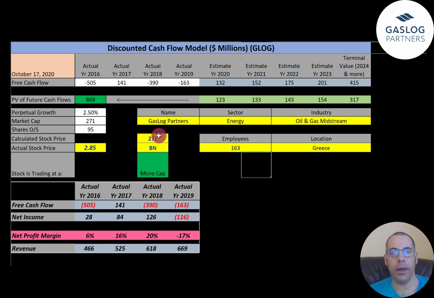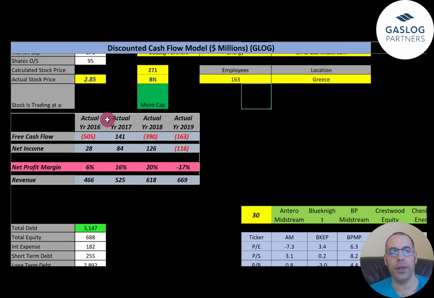This is a really small company, a $271 million market cap. It's a micro-cap company, trading at $2.85, and they have 95 million shares outstanding. To calculate shares outstanding, market cap divided by stock price gives you shares outstanding. Let's look at the financials.